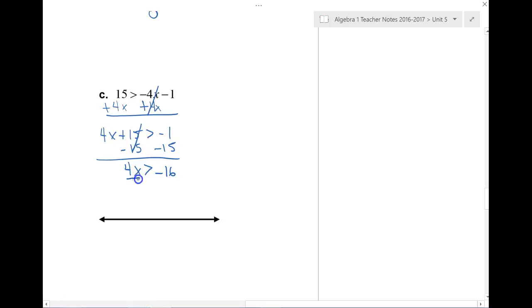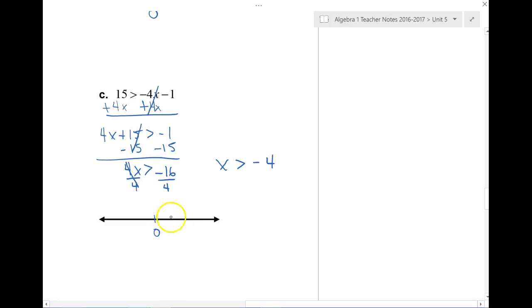Okay, and then the last step is divide by 4. Get rid of the 4 because we don't want a number next to x. So now x is greater than negative 16 divided by 4 is negative 4. Now some of you guys are thinking, well, when we divide and there's a negative, don't we flip the sign? Only if the number below is negative do we flip the sign. So if this was negative 4, then I would flip it. But because this number is positive, it doesn't matter. It only matters what I divide by.